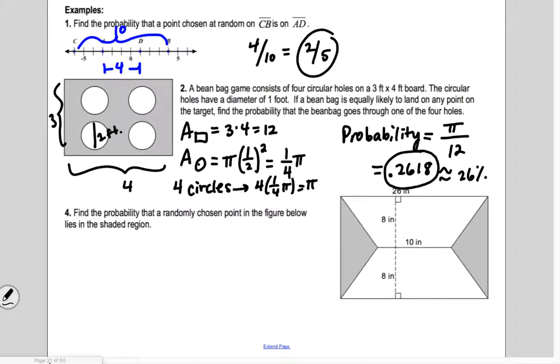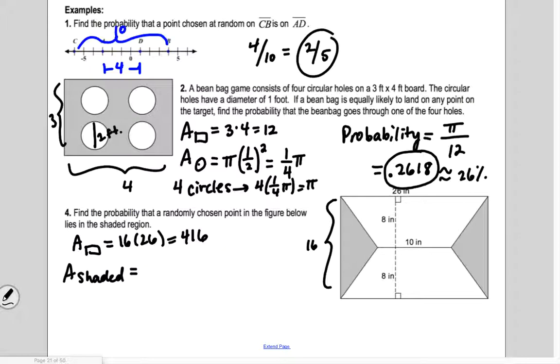Okay, so let's see. So let's do the area of the rectangle. Can you guys see this whole distance? 16. So we have 16 times 26. Can you hear me? Yeah. So we have 416. All right, let's do the area of the shaded. So that's going to be like our rectangle minus a trapezoid minus another trapezoid. Woo, that got crazy. That was not a trapezoid.